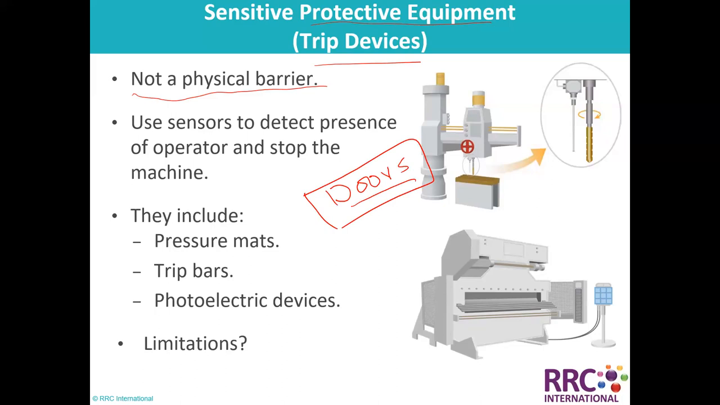In case they sense a person is not standing in the safe zone, or the person is standing somewhere else or in the danger zone, this guard will switch off the machine, and it will keep the machine switched off. You cannot turn on the machine. And this is, by the way, its limitation, that until it senses you, it is not going to work, or if it keeps sensing you, it is not going to work.